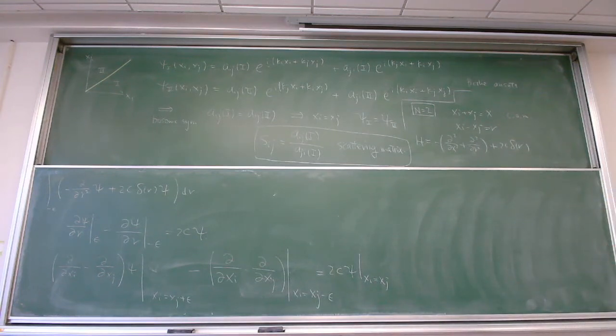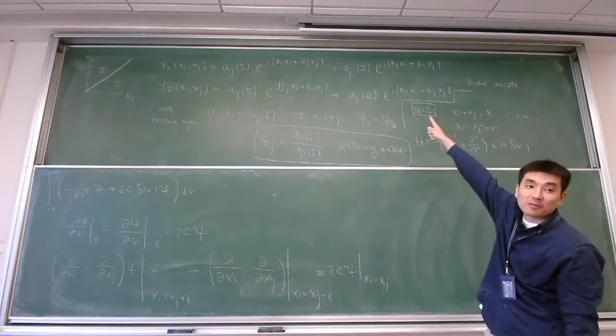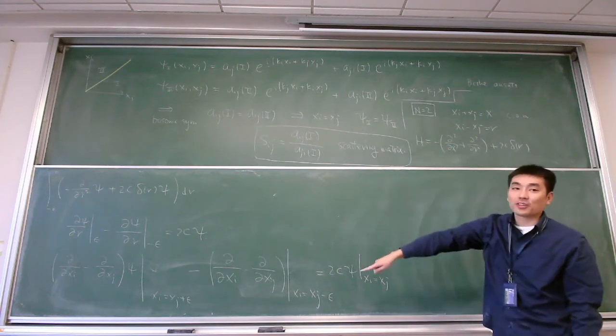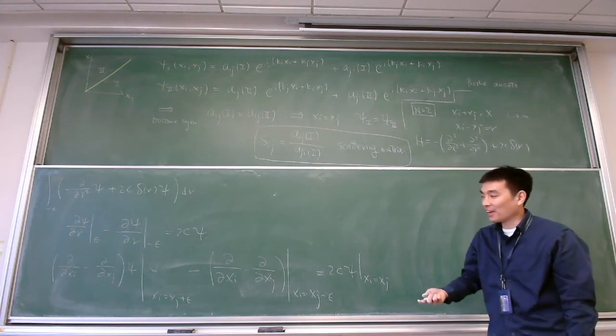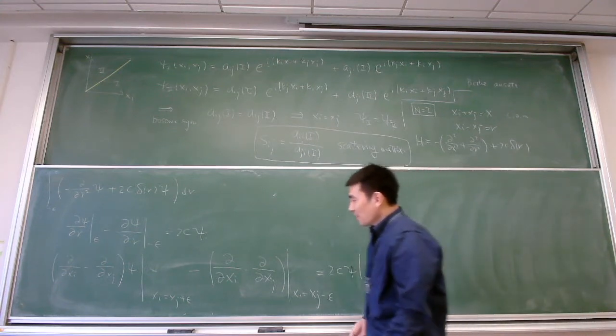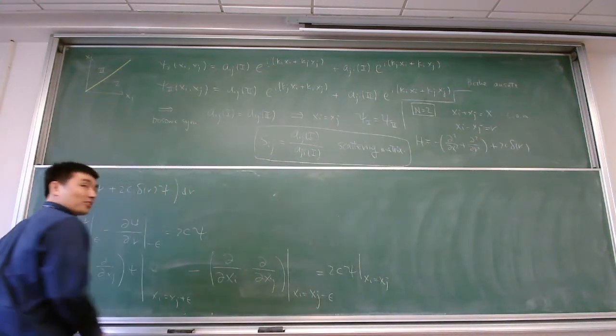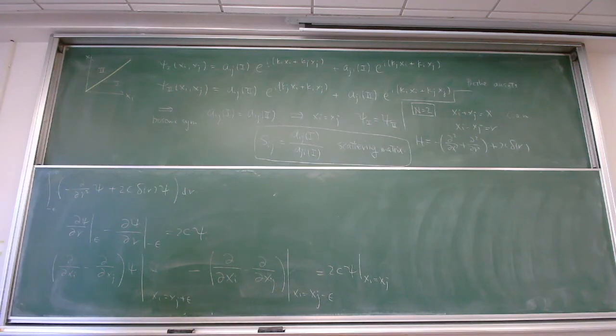Then plug the Bethe ansatz into here, and solve the equation. What is the k? Should I do that? I don't think I have time. Unfortunately, I only have 10 minutes left. Maybe you can just do it by yourself. I'm just going to plug this equation into here.